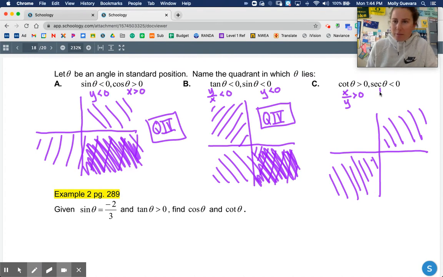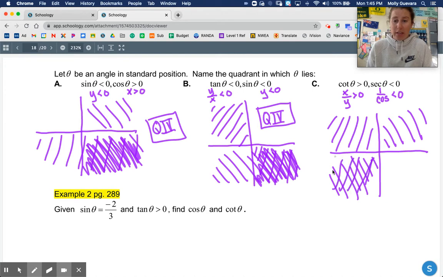And then this tells me that 1 over cosine is negative. So 1 over cosine, when cosine is negative, secant is negative. So I can just think, when is cosine negative? Cosine are my x values, so when are my x values negative? And that's in quadrants 2 and 3. So where does it overlap? It overlaps here in quadrant 3.